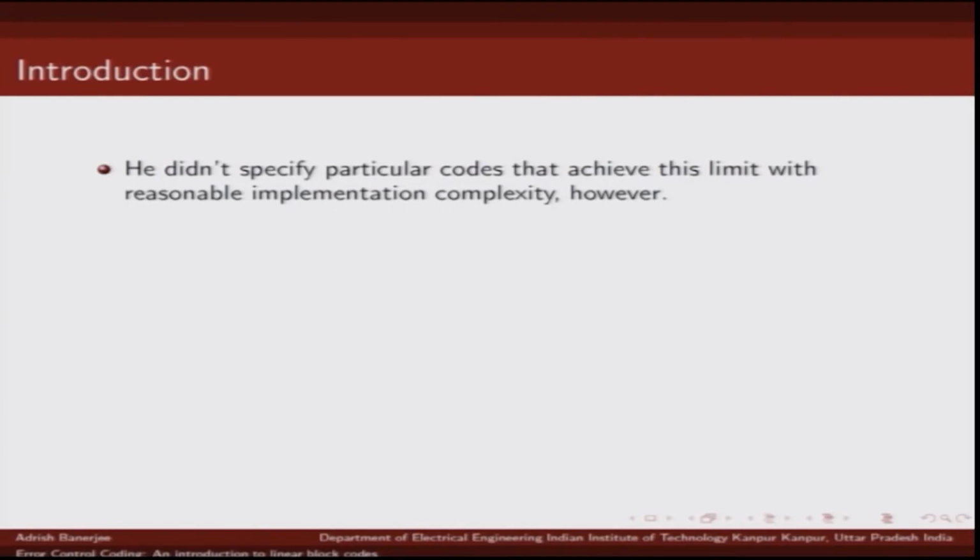Now, in his theorem, Shannon did not specify how to design such codes which have rate close to capacity, and that is where error control coding comes into the picture. So, the goal of error correcting coding theorists is to design codes which can achieve this limit. As long as we design error correcting codes which have rate less than channel capacity, we can achieve arbitrarily low probability of error.